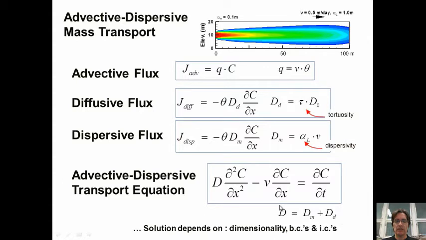The solution to this equation, whether it's analytical or numerical, depends on the dimensionality, boundary conditions and initial conditions. So in this diagram up here, we have some boundaries to our system. We've defined the velocity field from our flow system. And likewise, we have to apply some boundary conditions with respect to transport along our boundaries, and we have to define the initial conditions of our system.